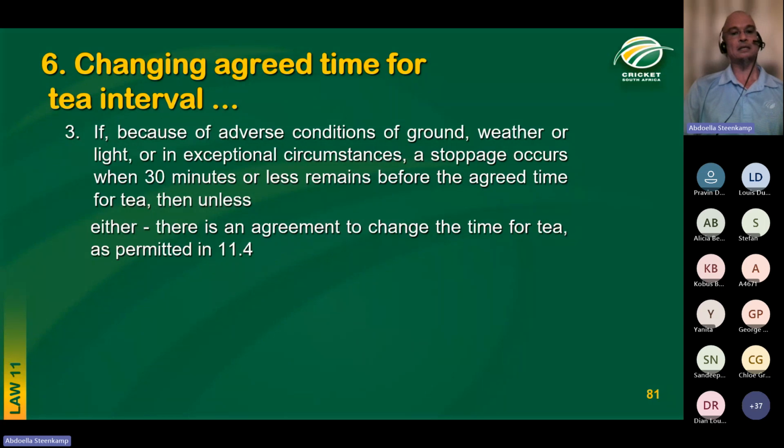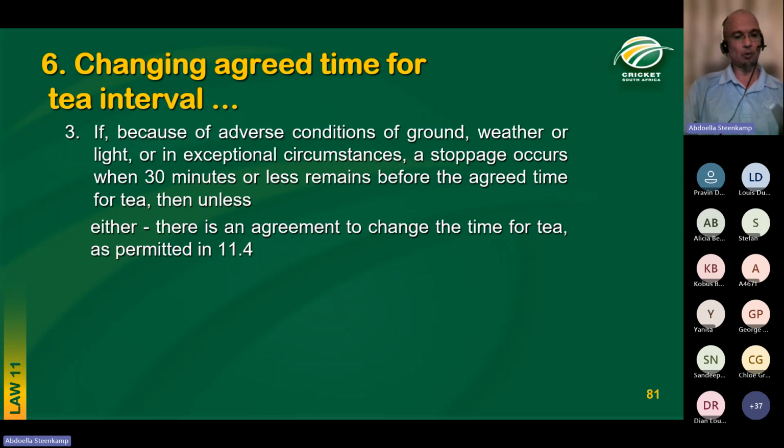So what happens if it rains? It doesn't have to be rain, but I'll let you use rain as an example, because the law covers everything. It says adverse conditions of ground, weather, or light. If a stoppage occurs with 30 minutes or less before the agreed time for tea, you will take an early tea. An example to illustrate this: our tea starts at 3 o'clock. At 14:40, it starts to rain. Because it's 30 minutes or less before the agreed time for tea, we can use this clause and take an early tea. So tea will now be from 14:40, and tea will be 20 minutes. First ball needs to be bowled at 3 o'clock, conditions permitting.